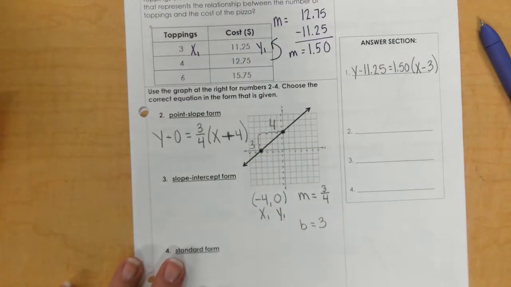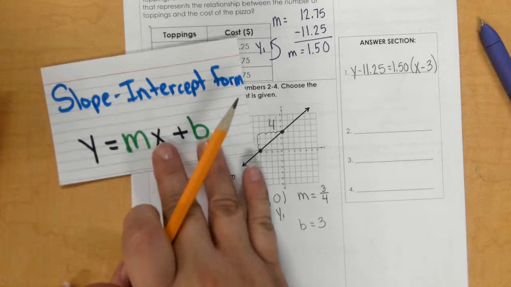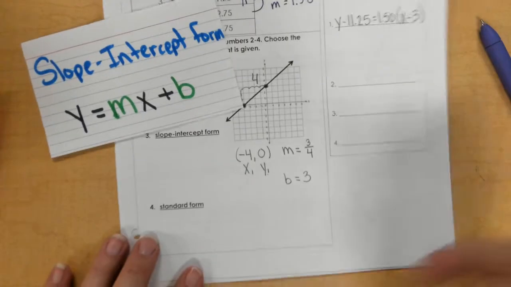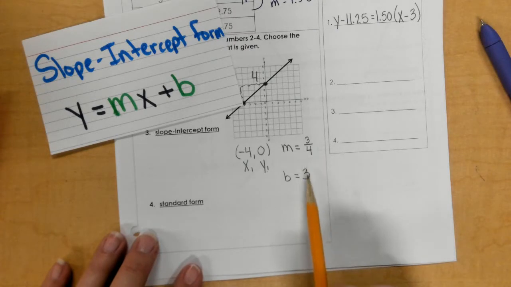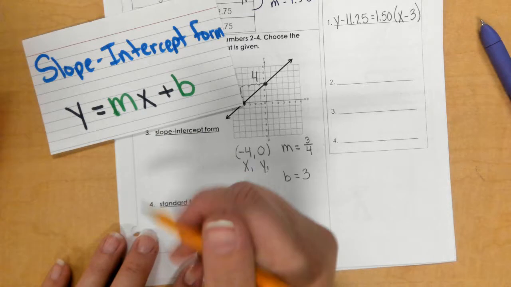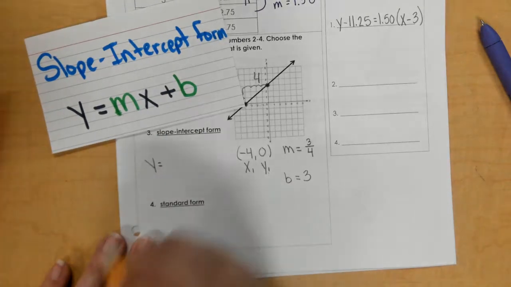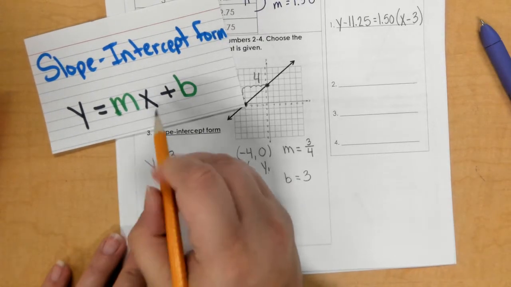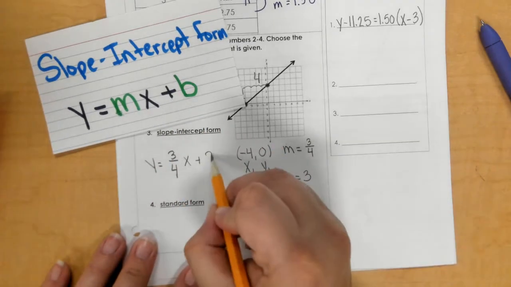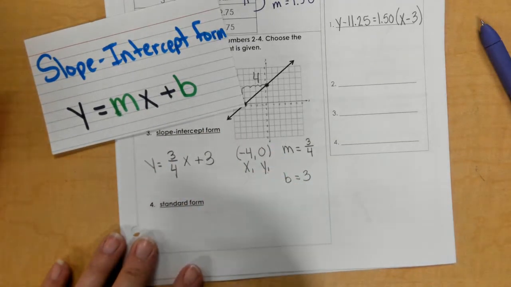Now for number 3, slope-intercept form, we have y equals mx plus b. So we look, we have m, we have b. We're plugging these two numbers in for these two spots here. So y equals our m, 3/4 x plus b, which is 3.